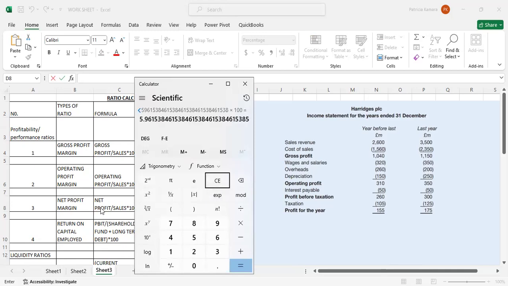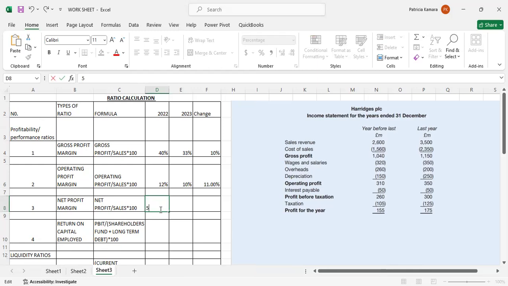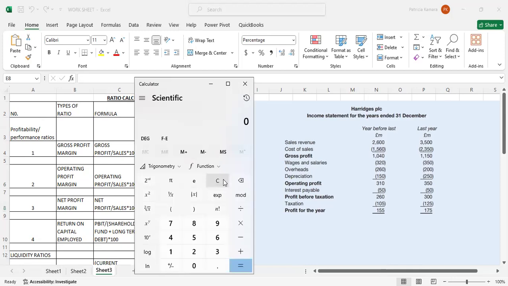So that will give us, let's say, 6%. Remember why we are using one whole number, okay? So, all right, let me just reconfirm that. That's 6%, no 5. So 6%, right? So now let's go into the current year. Profit for the year is 175 divided by 3,500 times 100. That will give us 5%.